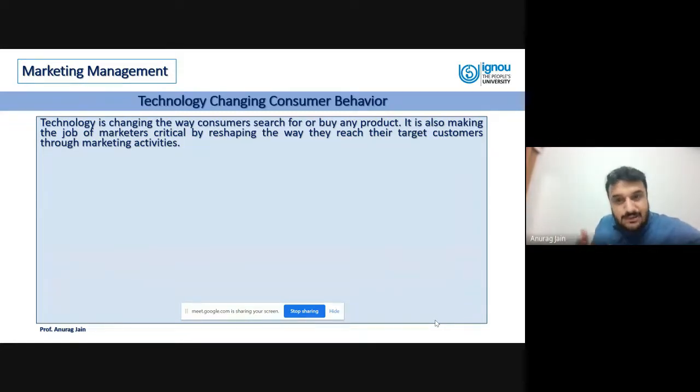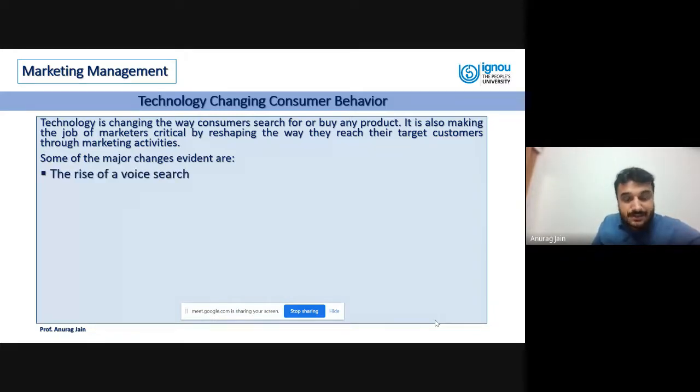And technology is at the base. It is empowering customers to get enough information and awareness about the products and services available in the market. That is the reason this major change is causing marketers to think about how they can serve customers, what the possible ways are, and what changes are happening in consumer behavior. So some of the points I am going to discuss very quickly.